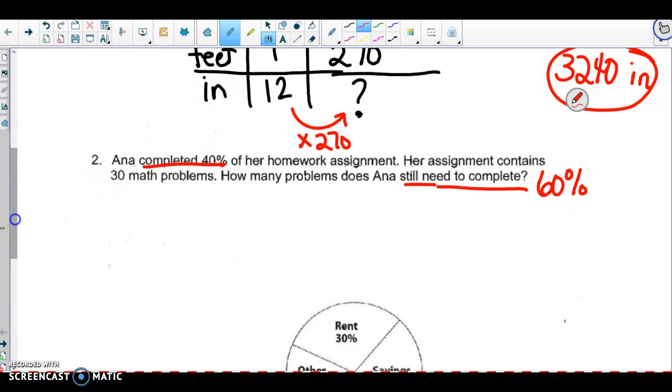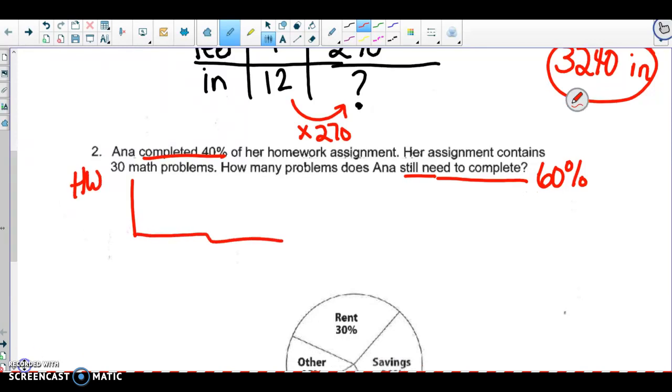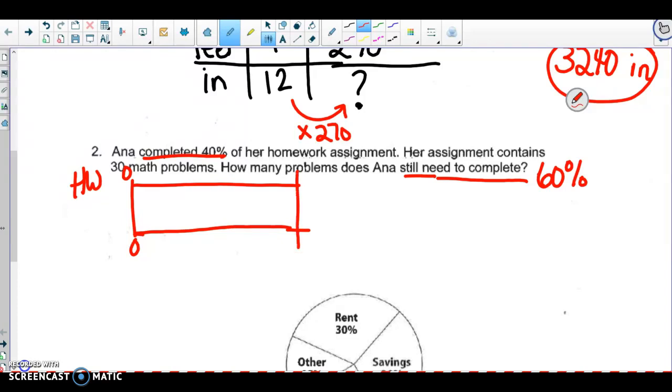So I'm gonna set it up as a double number line. So I've got my math problems or homework, maybe I'll call it homework. And then the other would be my percent. So, whoa, I don't know what just happened there. That was kind of crazy. So we've got 0%, 0 problems. We said 100% is the same thing as 30 problems.